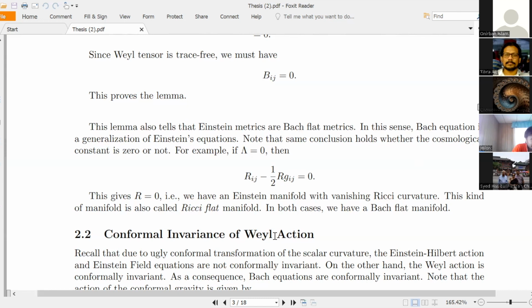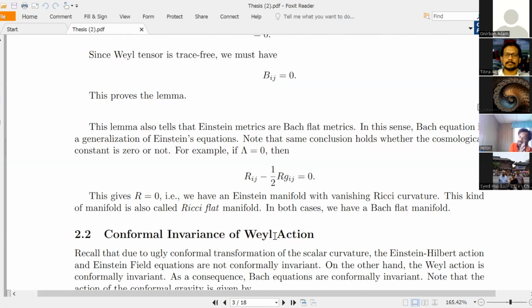Any other question? Einstein metrics don't have to be maximally symmetric, right? But the maximally symmetric solutions are Einstein metrics, with positive and negative cosmological constant, right? Like anti-de Sitter space and de Sitter space are examples. I was just wondering how you think about them in terms of the Bach tensor. Anyway, it's a really interesting question.